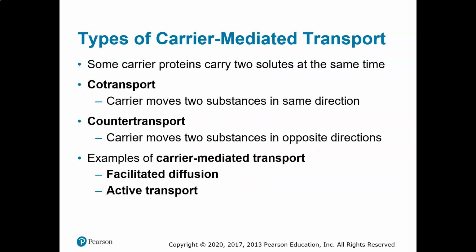Some carrier proteins carry two solutes at the same time, and when they move them in the same direction, it is called co-transport. When they move the two substances in opposite directions, it is called counter-transport. Examples of carrier-mediated transport are facilitated diffusion, which requires no energy and is a passive process, and active transport, which does require ATP. Both of them require a carrier protein to move the substance across the plasma membrane.